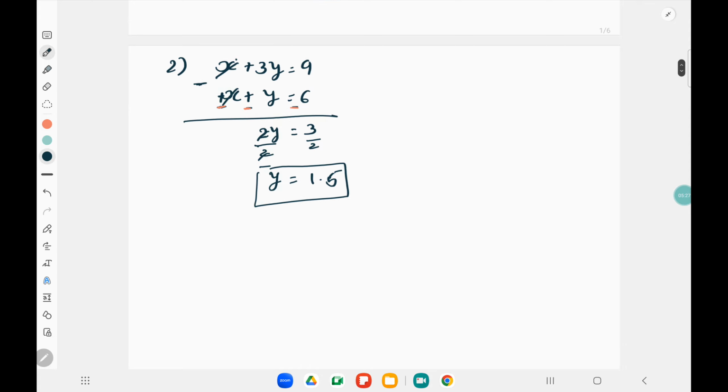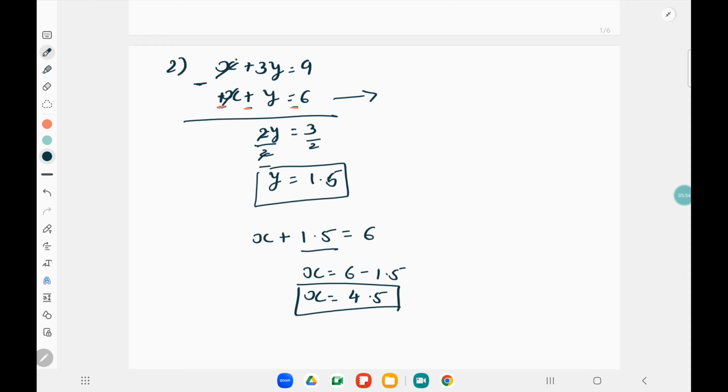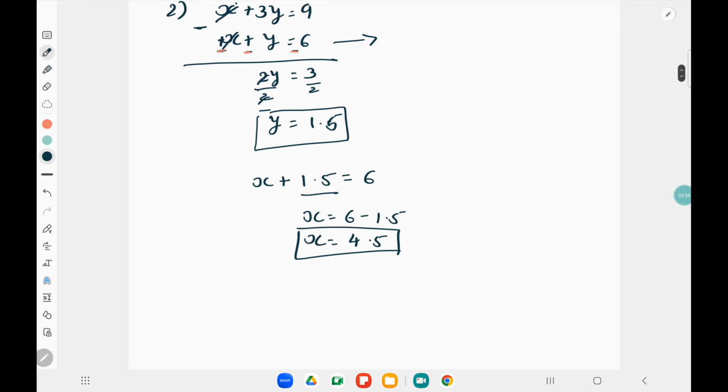Okay, now we found the y value, so let's figure out the x value. This time I am going to take the second equation. So x plus y, we know y is 1.5, so I replace y by 1.5, equal to 6. Now this 1.5 I am going to move to the opposite side, and when we change the side, we change the sign, remember that rule. So x equals 4.5, so the x value is 4.5.